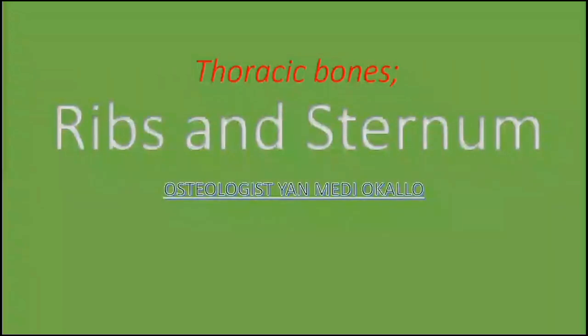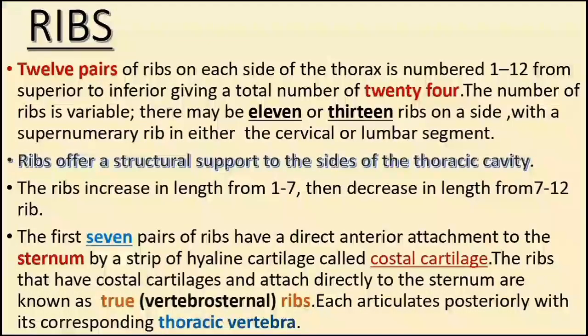Welcome to our new chapter of discussion, thoracic bones. The thoracic bones are the ribs and the sternum. The sternum is a major flat bone of the human skeletal system, from the point of view of bone classification. For the ribs, 12 pairs of ribs on each side of the thorax are numbered from 1 to 12, from superior to inferior, giving a total number of 24.